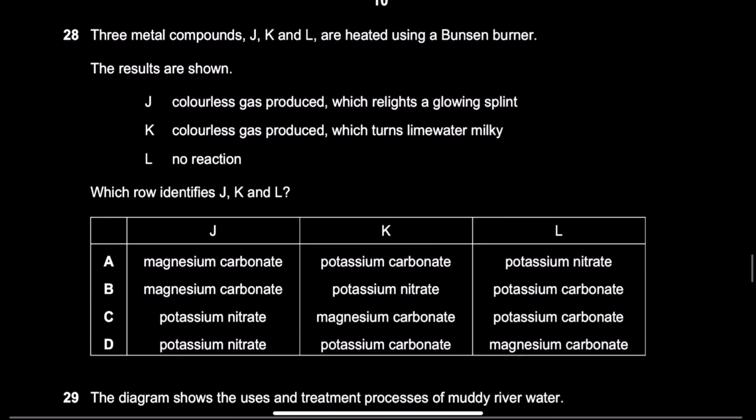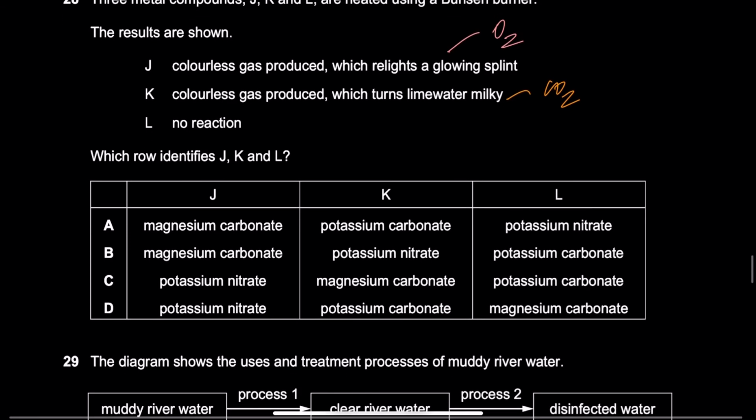Three metal compounds J, K, L are heated using a Bunsen burner. The results are shown. Colorless gas produced which relights a glowing splint. That's obviously oxygen. It's not hydrogen, because hydrogen is a colorless gas which literally makes a pop sound with a lighted splint. Colorless gas being produced which turns lime water milky, so that's going to be carbon dioxide, and L is no reaction.